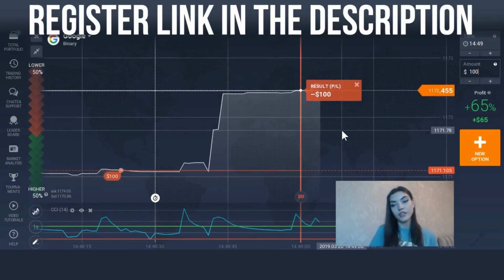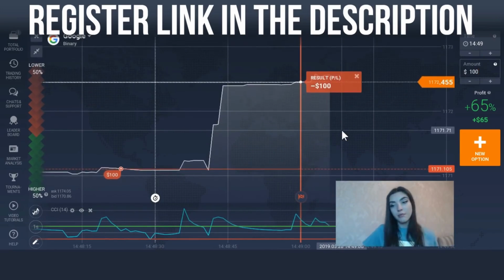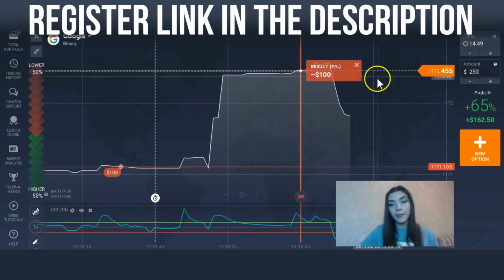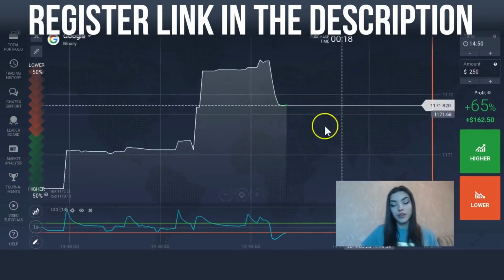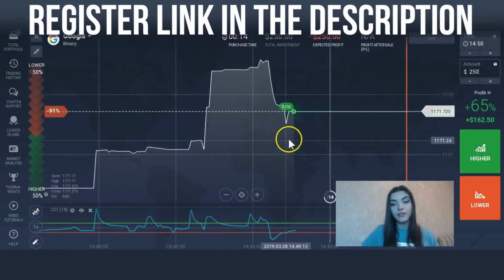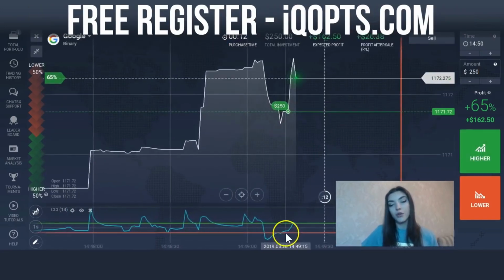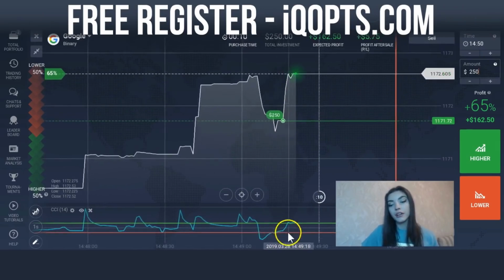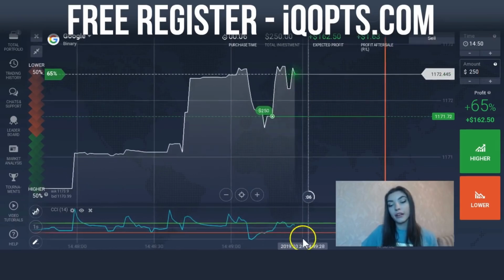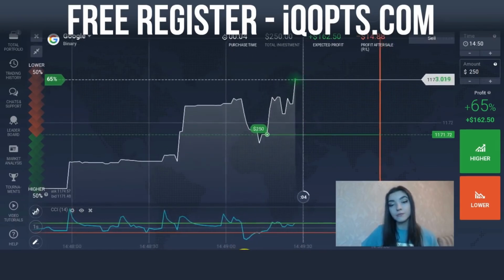Loss, $100. So I'm going to do the same thing, $250. I don't want to give up today. And the same $250, I just opened a call option. The market line crossed the red line, the red level.